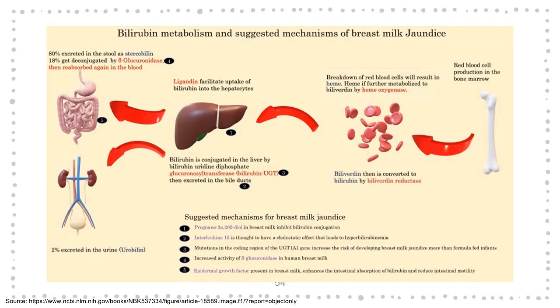There are a lot of theories as to why breast milk jaundice happens. The most common is that there's a certain kind of mutation in the enzyme within the baby itself, which leads to a delay in the conjugation of bilirubin, or there's an increased activity of beta-glucuronidase in human breast milk.